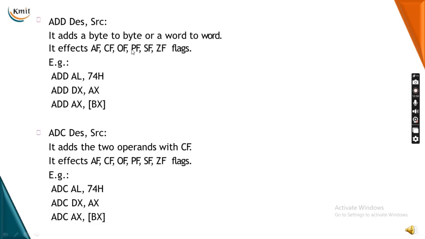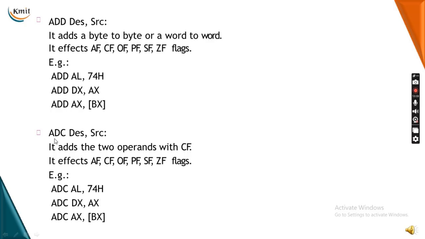Because in addition, if you get carry, zero, negative, overflow or auxiliary carry, all the flags will be affected by adding byte to byte or word to word. For example, this is my destination and this is my source. Whatever the destination register has will be added with 74H, and again it will be stored in AL itself. Also, ADD DX, AX and ADD AX, content of BX.